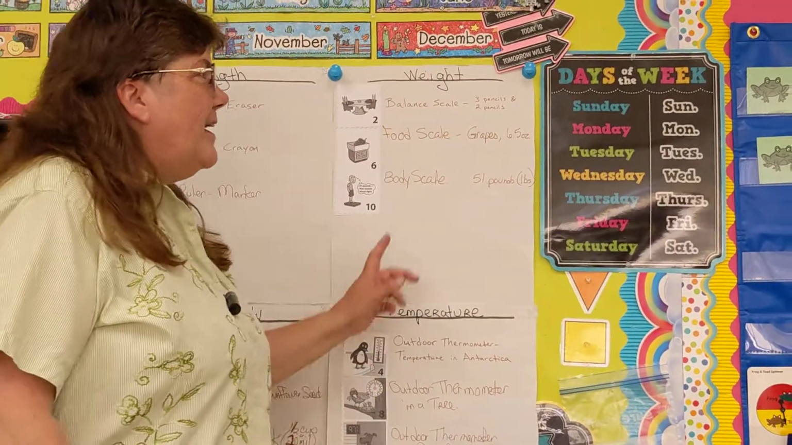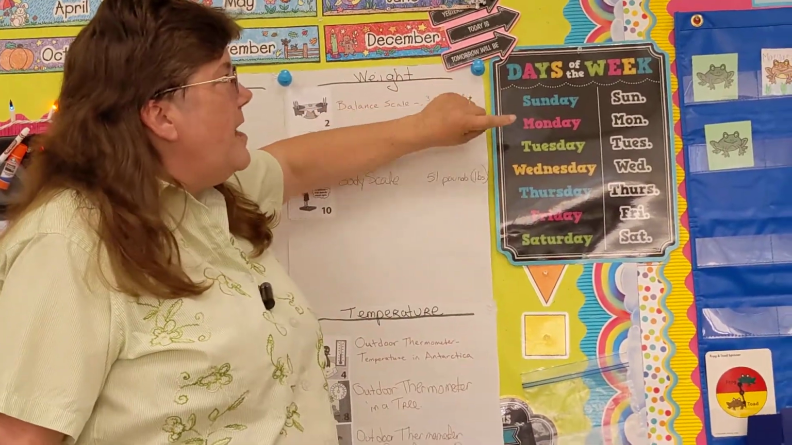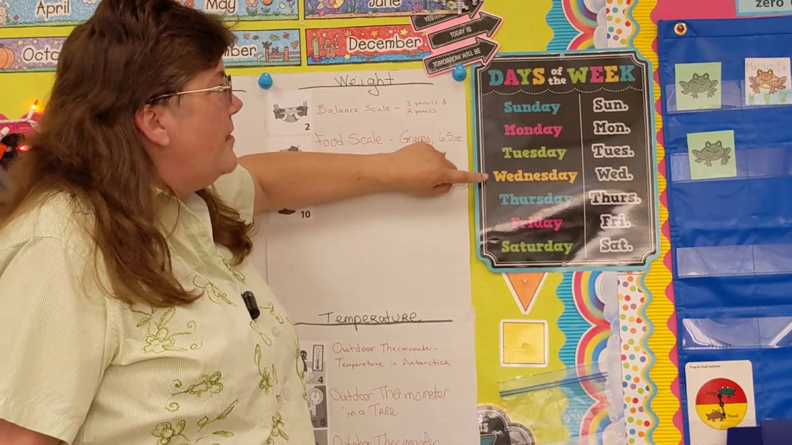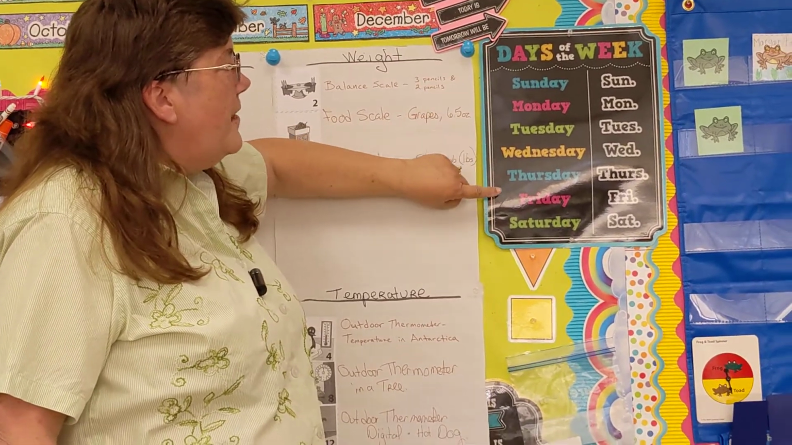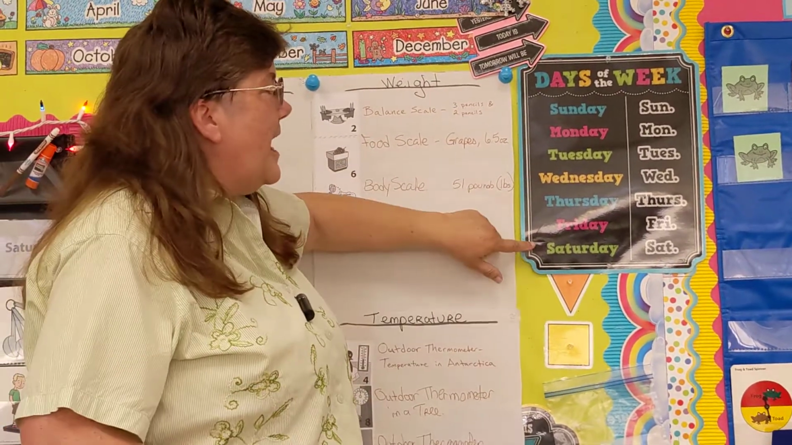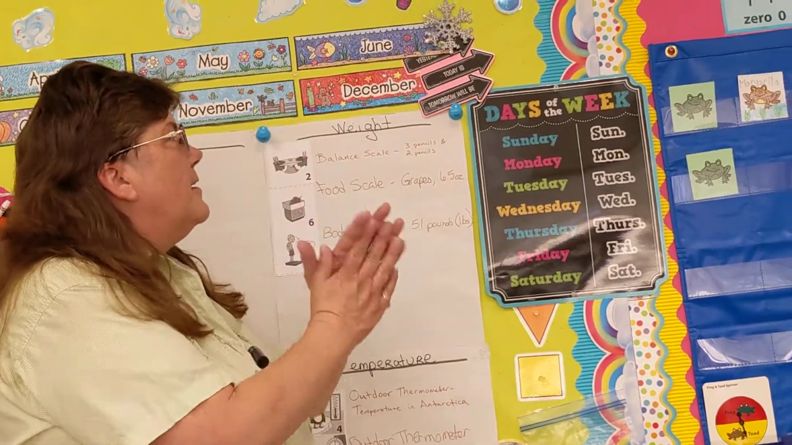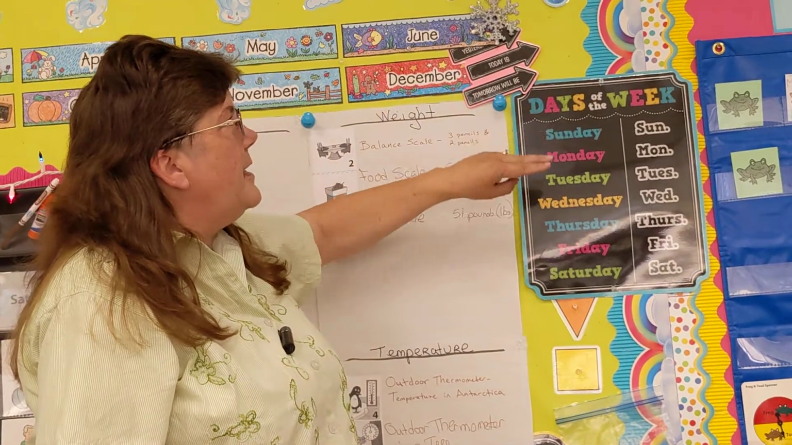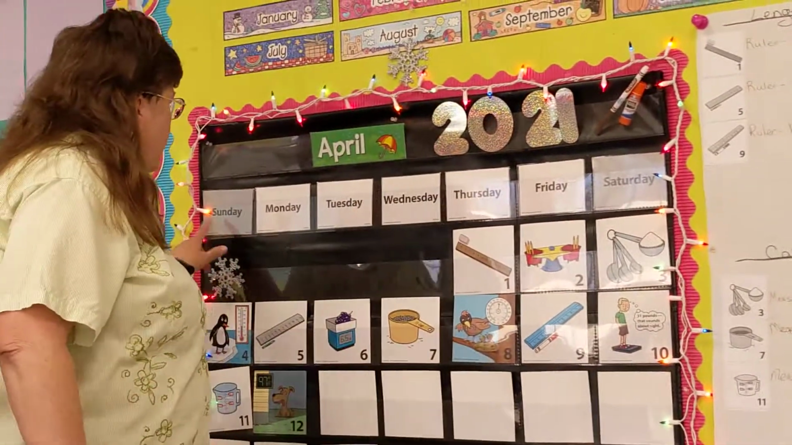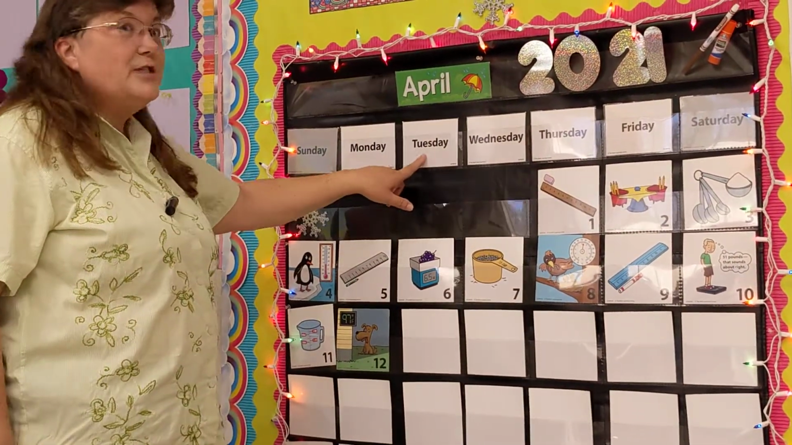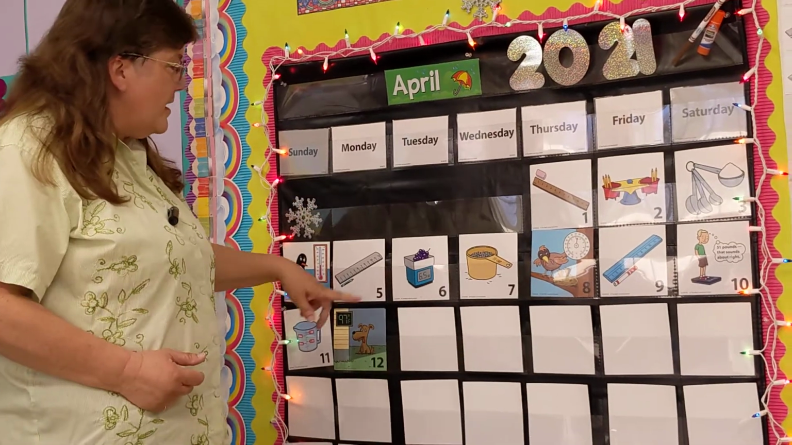Days of the week. Here we go. There's Sunday and there's Monday. There's Tuesday and there's Wednesday. There's Thursday and there's Friday. And then there's Saturday. Days of the week. There's Sunday and there's Monday. There's Tuesday. That's the day we're on.